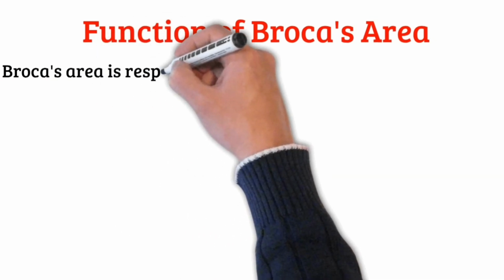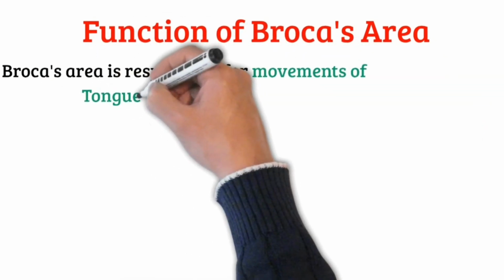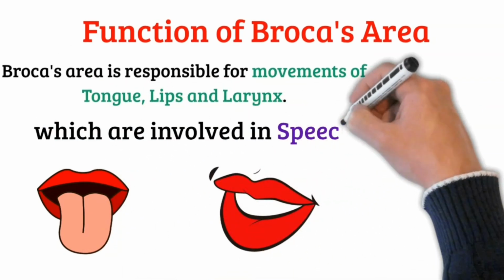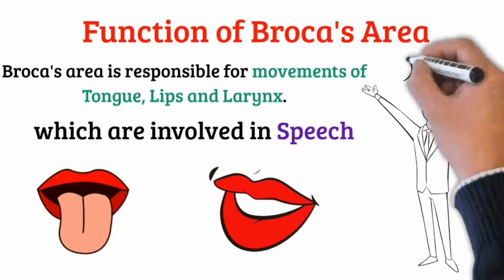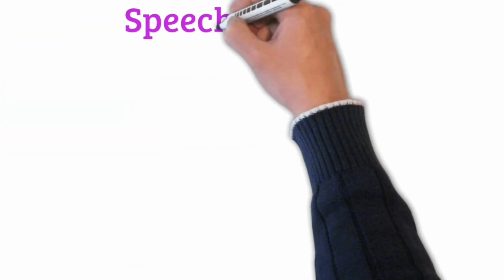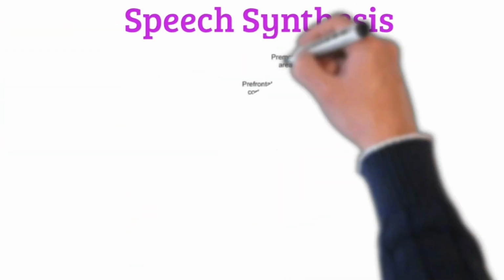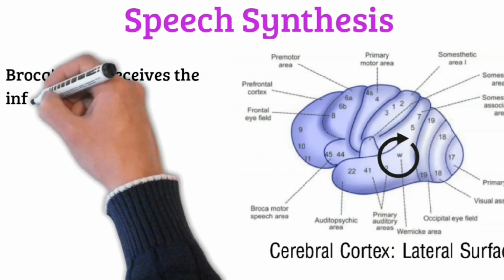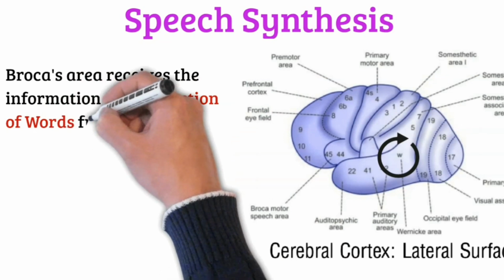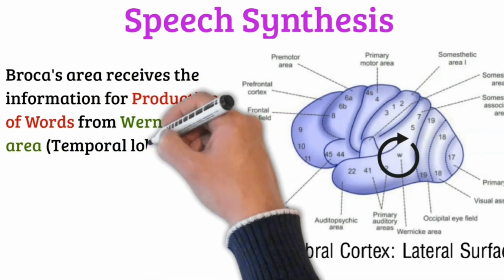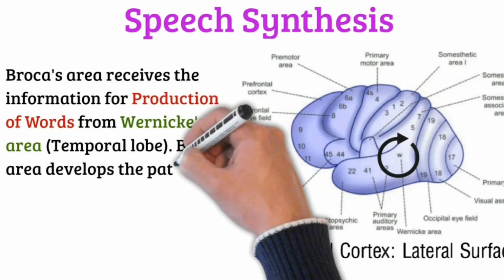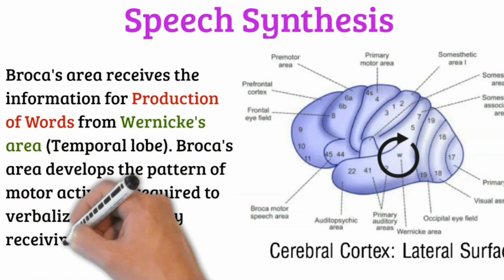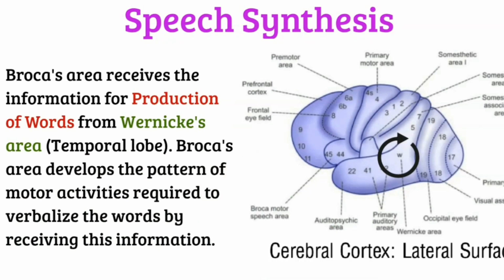Function of Broca's area. Broca's area is responsible for movements of tongue, lips and larynx, which are involved in the speech. Speech synthesis. Now, Broca's area receives the information for production of words from Wernicke's area, which is in temporal lobe. Broca's area develops the pattern of motor activities required to verbalize the words by receiving this information.